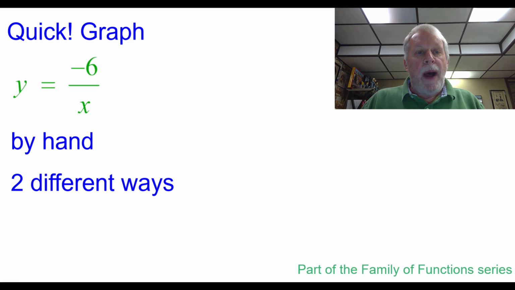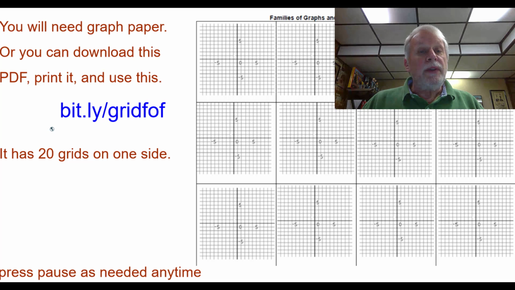Quick, graph y equals -6 divided by x by hand 2 different ways. This is part of the family of functions series. You will need graph paper, or you can download this PDF and print it. Press pause as needed anytime during this video.